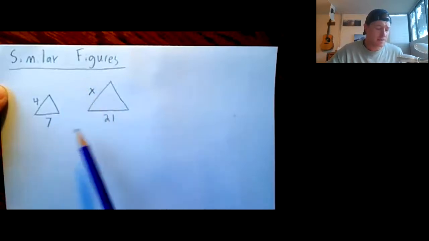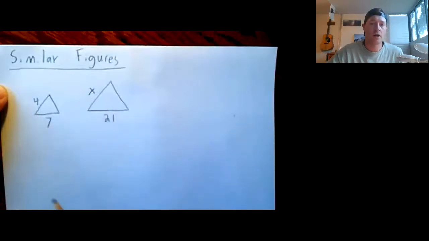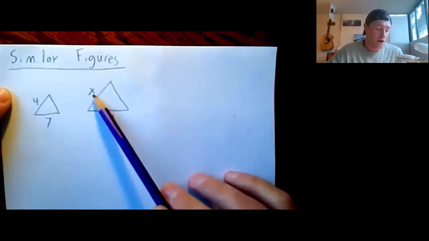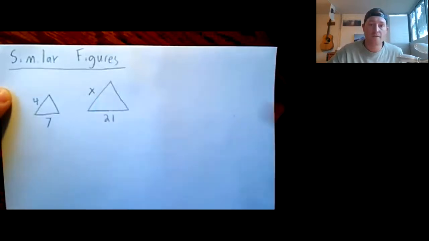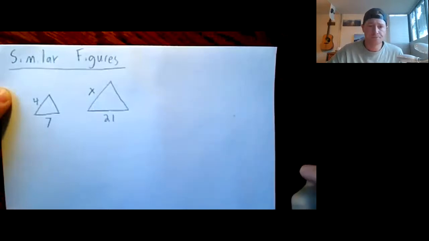And what makes them similar is these lengths, this 4 and the 7 and the 21 and the x, are all in proportion to each other. That is what makes a similar figure in relationship with the other similar figure. So it's all about proportions. So we're going to use proportions to help us solve for this unknown value. And if you haven't written down these triangles, go ahead and do that. You can pause the video and make sure you have these first notes down.